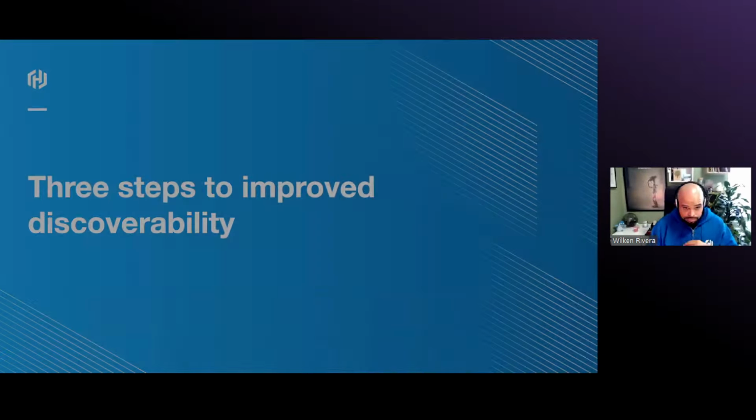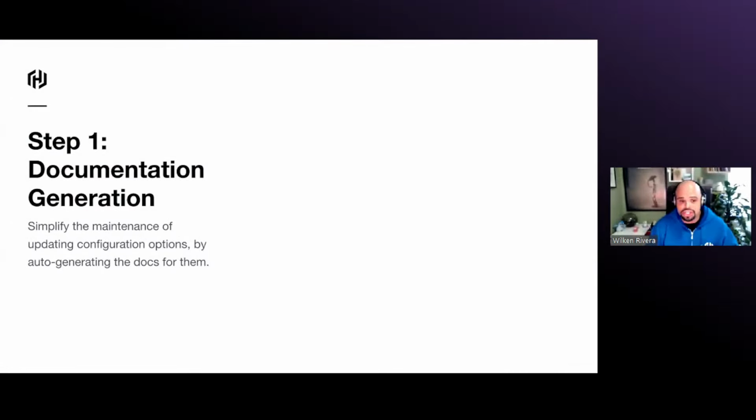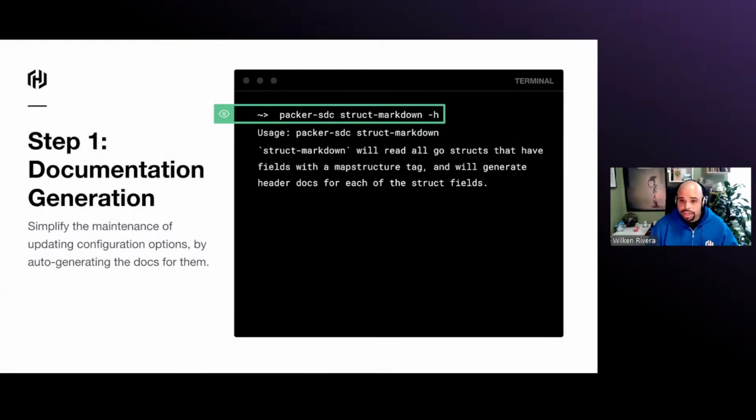So, step 1, documentation generation, right? Generating docs for your plugin could be a bit involved, especially if you have a lot of configuration options. But on Packer, we have a way of auto-generating a lot of this documentation for your plugins using this command called struct markdown as part of the SDC command.